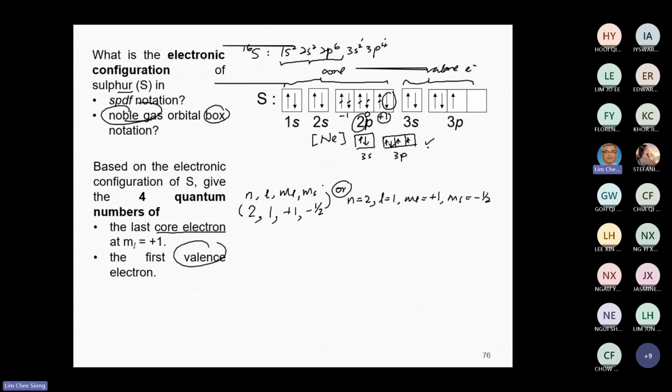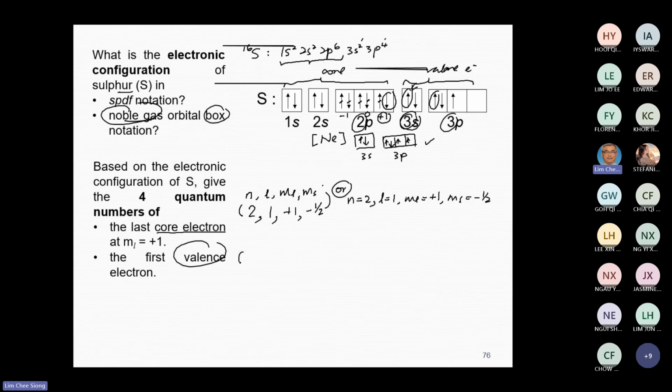First valence. So you must know which one is a valence. Valence refers to the outermost n number. Number 3. Then this is a valence electron. The first. Which one is the first? Some students will choose this one. I say, no, this is not the first. This is the first. So this is the first, and then we know it refers to 3s.